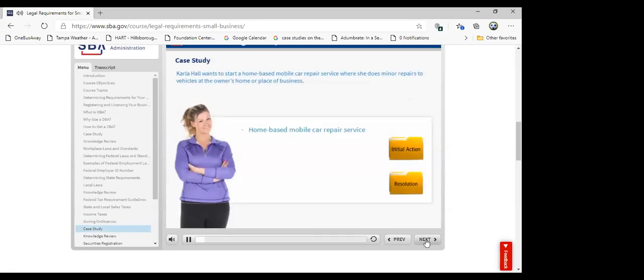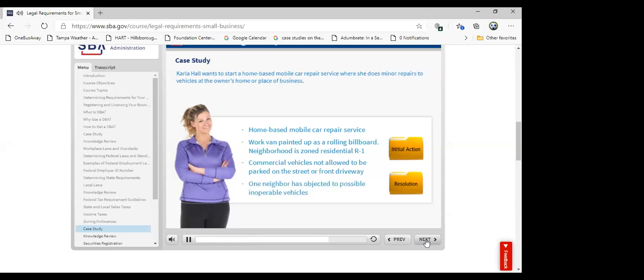Carla Hall wants to start a home-based mobile car repair service where she does minor repairs to vehicles at the owner's home or place of business. Because she depends on advertising and word of mouth, she plans to have her work van painted up as a rolling billboard. However, her neighborhood is zoned residential R1 and does not allow commercial vehicles to be parked on the street or front driveway. Also, one neighbor has objected to the possibility that she may be parking inoperable vehicles on her property. Select each folder to see what happened.